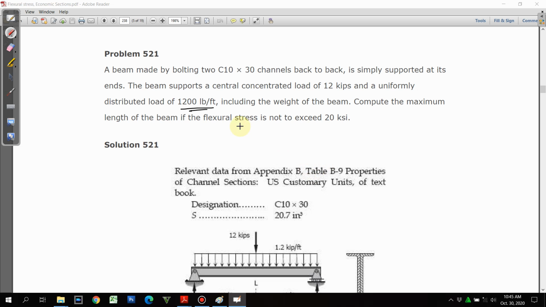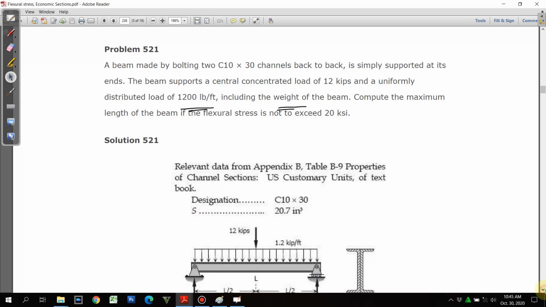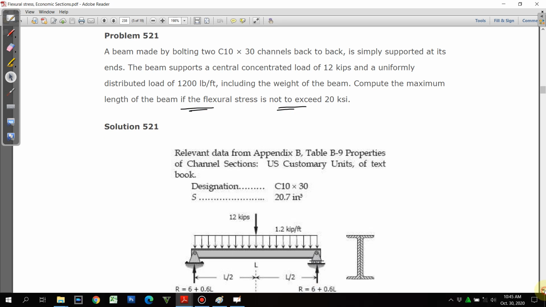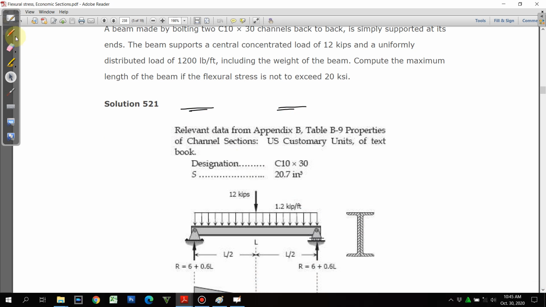So remember that this already includes the self-weight of the beam. Compute the maximum length of the beam if the flexural stress is not to exceed 20 KSI. Just the same, we will use the formula for the bending stress in terms of the section modulus.